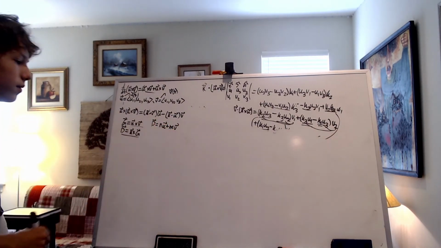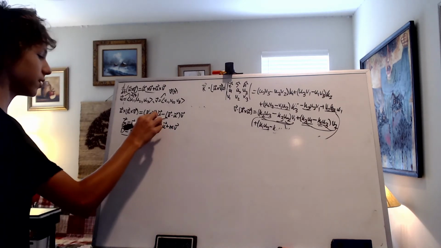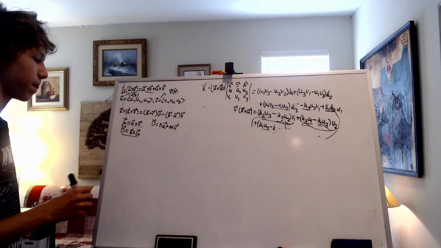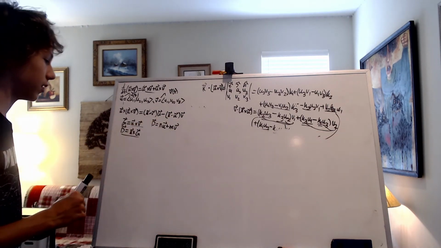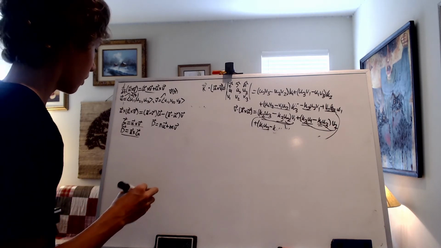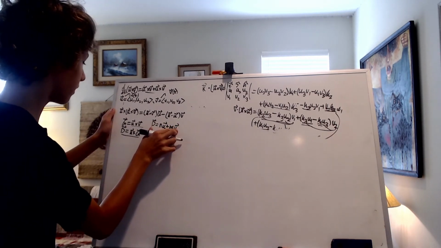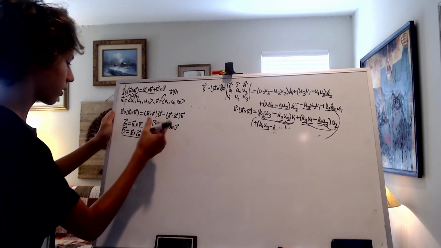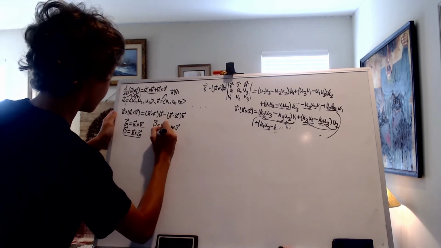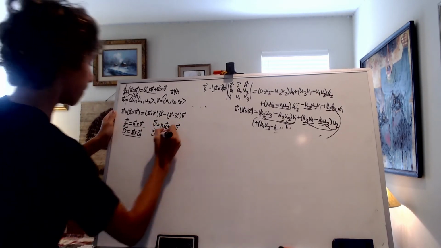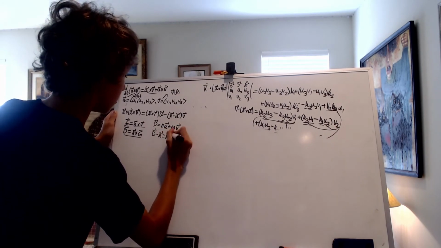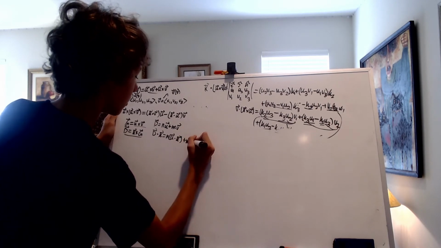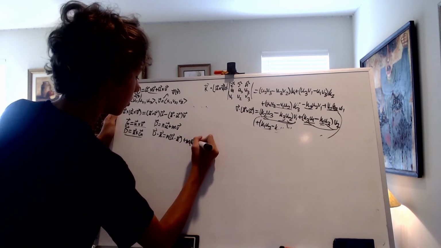Okay, well, now what? Now I'm going to take the dot product with K on both sides. So let's see what that results in. D dotted with K is equal to N U dot K plus M V dot K.